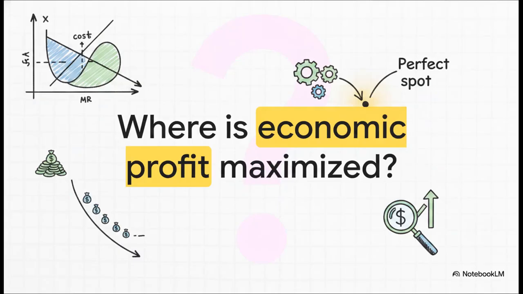Which leaves us with the ultimate cliffhanger for you to ponder today. If selling more units eventually costs more per item because of those U-shaped cost curves we talked about, and simultaneously earns less additional money per item because your marginal revenue is falling twice as fast as your price, how exactly does a smart entrepreneur find the perfect sweet spot? Somewhere in that intersection lies the secret to maximizing true economic profit.